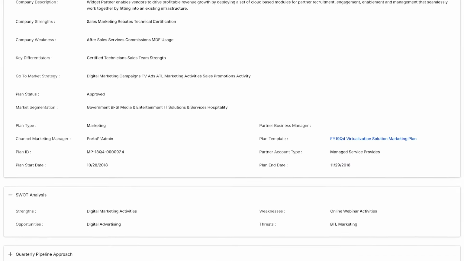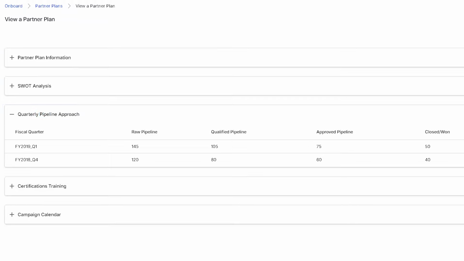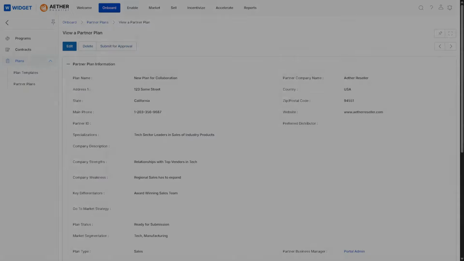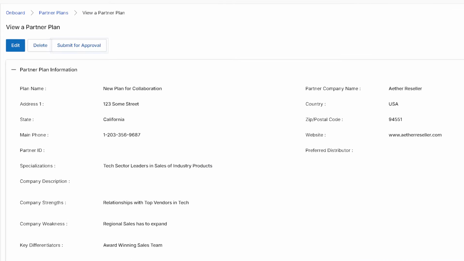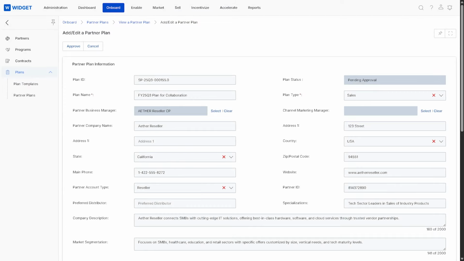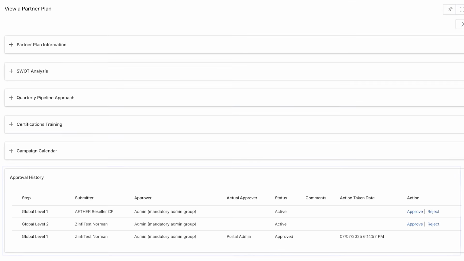and go-to-market strategy. Plans also capture executions, quarterly pipeline targets, training commitments, and campaign calendars with execution dates and target list size. When ready, partners submit their plan for approval, with real-time status updates and transparent review tracking. Admins review submissions and approve or reject with comments, while the approval history maintains a complete audit trail across levels.